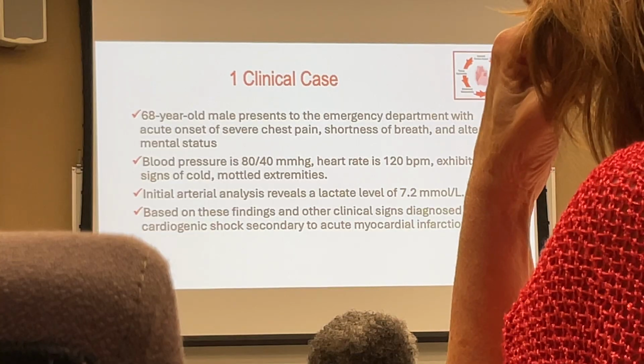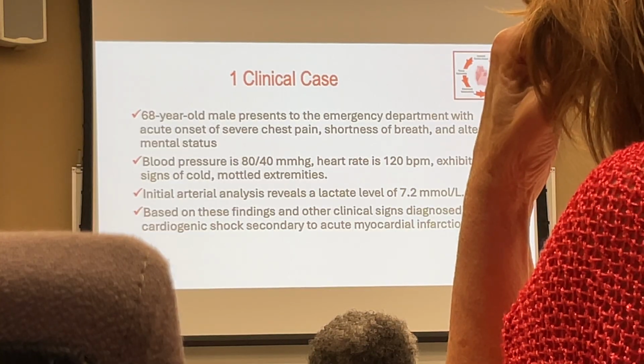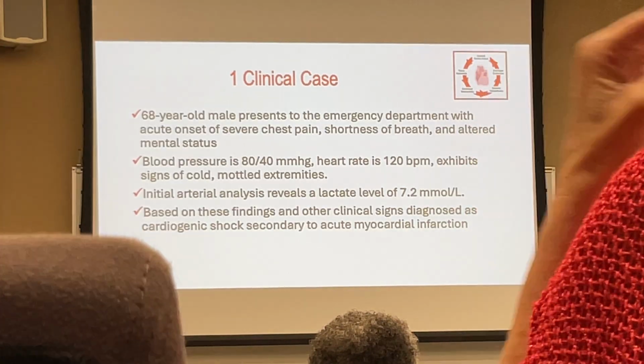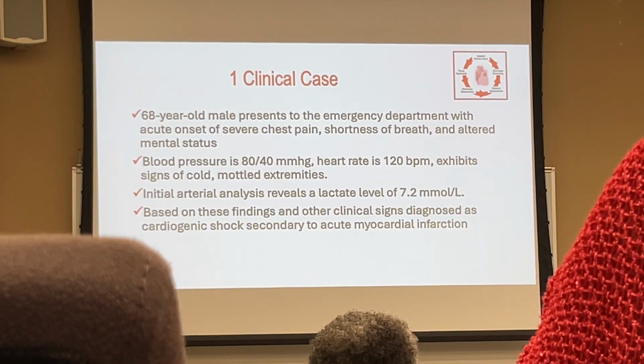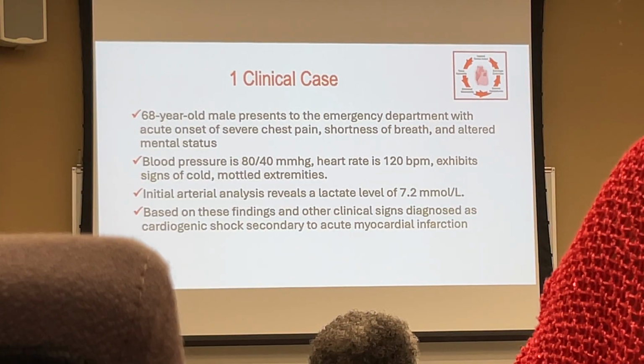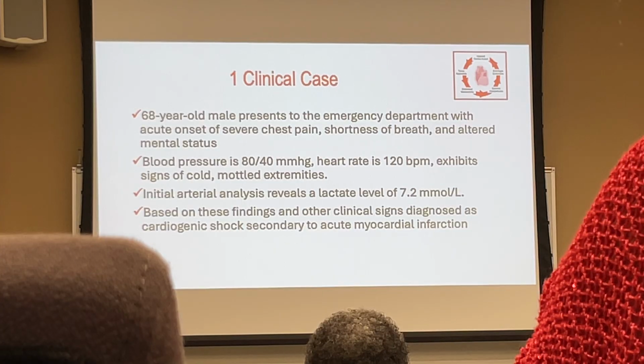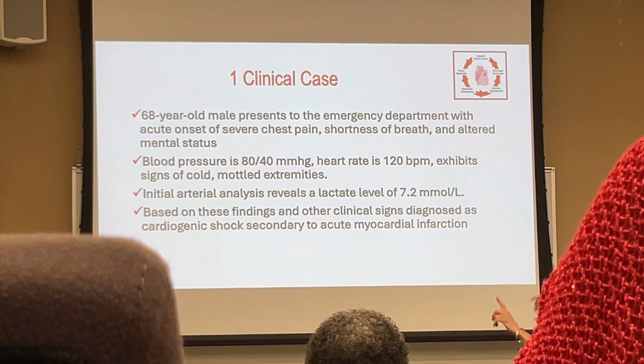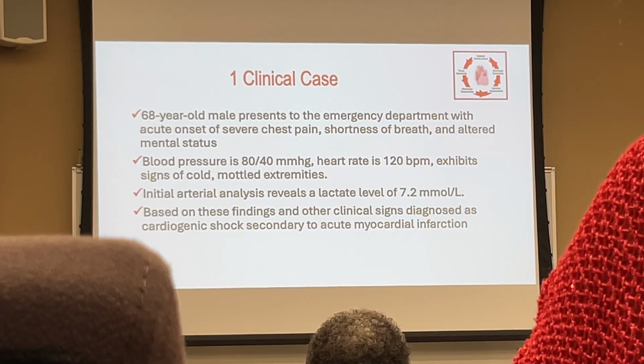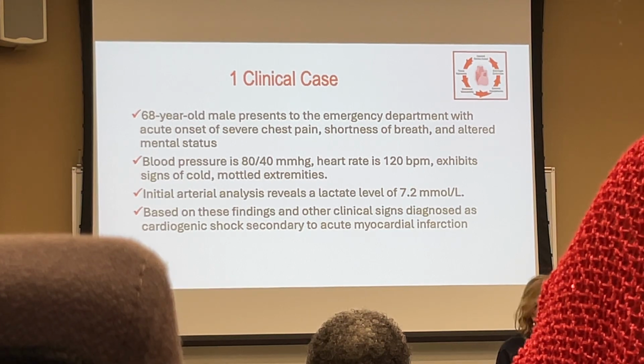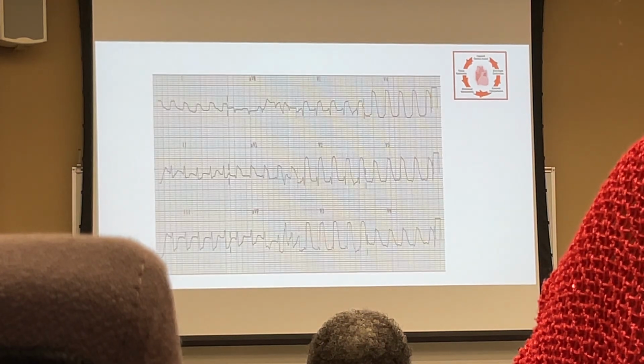So, last but not least, that's just number one. Clinical case: a 68-year-old man presents to the ED with acute onset of chest pain, shortness of breath, and altered mental status. We're already worried about him. Blood pressure is 80 over 40, heart rate is 120. So his pulse pressure is 40, he's tachycardic, he has cold, clammy extremities, and his lactate level is 7.2. When we look at the patient, he has EKG changes, we say he's got an acute myocardial infarction, and he is presenting in cardiogenic shock.